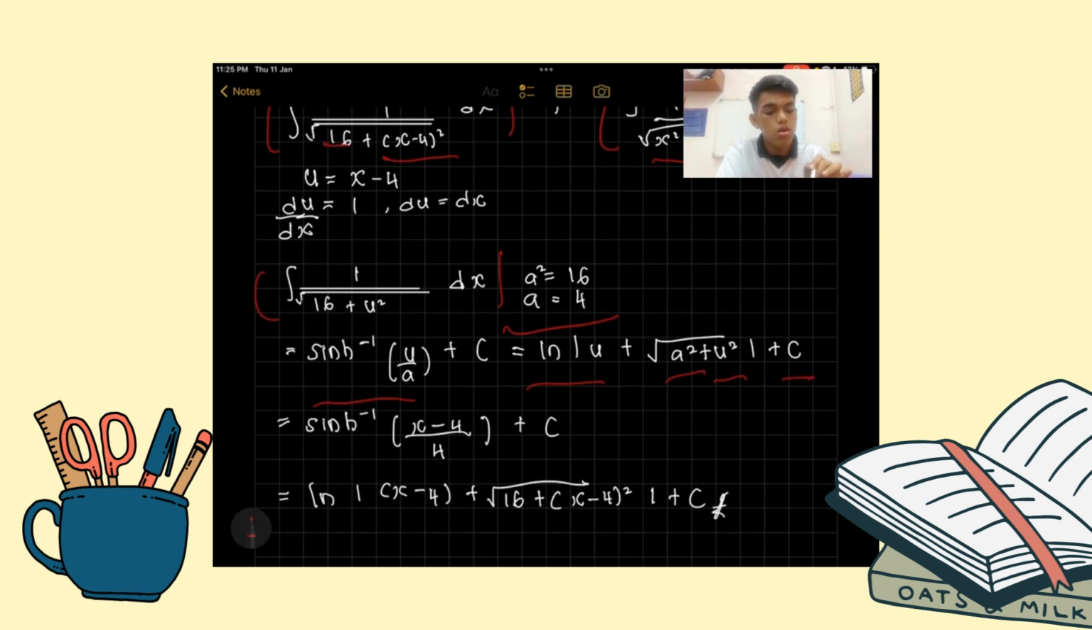After we put all the values back into the appendix formula, u becomes x minus 4, and a is 4. So the answer is ln of x minus 4 plus the square root of 16 plus x minus 4 squared, plus c. Thank you. That's all from me.